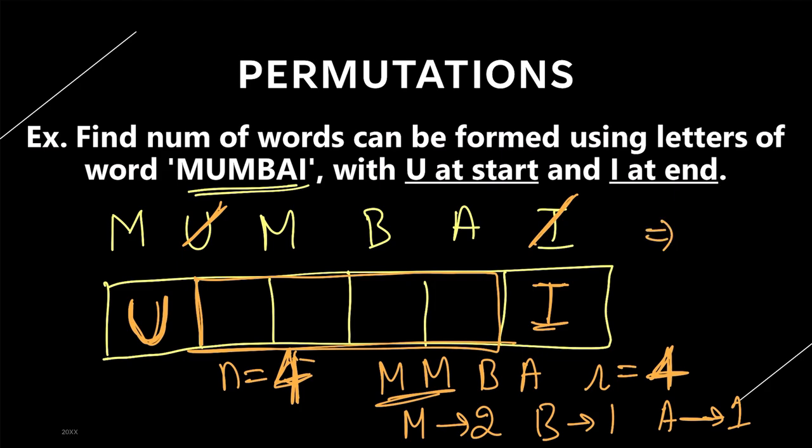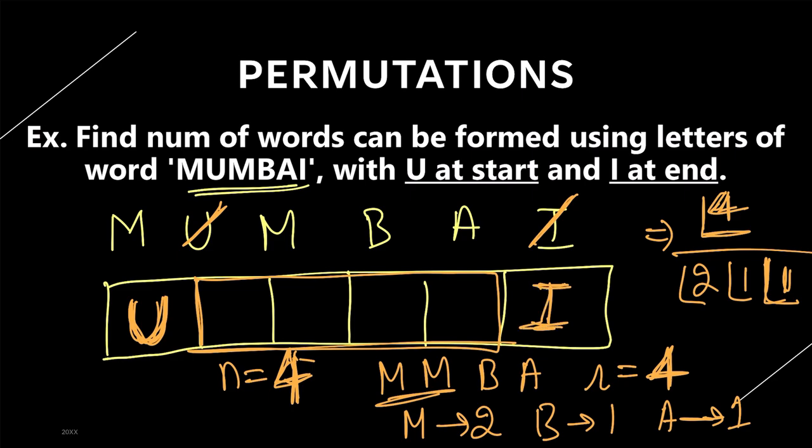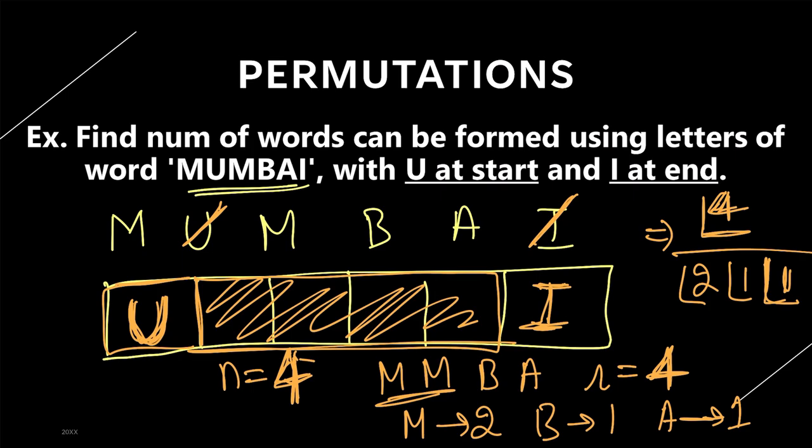So the number of arrangements is 4 factorial, that is n factorial, divided by 2 factorial, 1 factorial, 1 factorial, because M is repeating 2 times, B is repeating 1 time, A is repeating 1 time. So 4 factorial divided by 2 factorial, 1 factorial and 1 factorial. I hope this is clear. Here we are fixing you and I. You cannot do anything about these two. You can only fill these four cells, right? I hope this is clear.